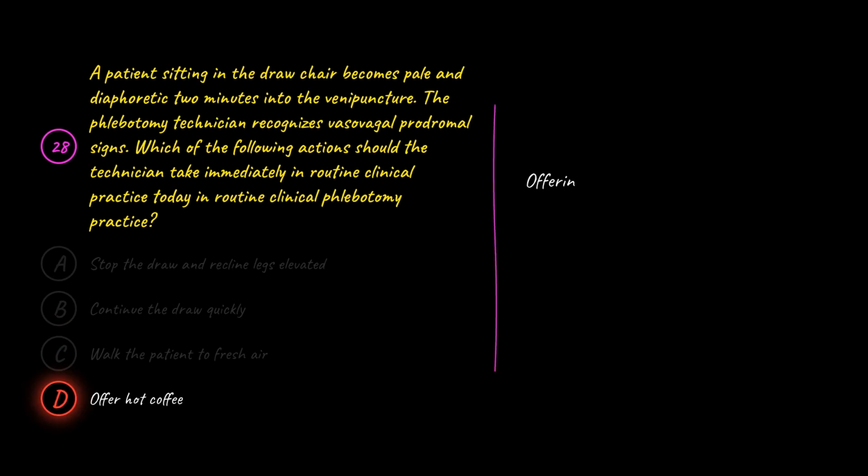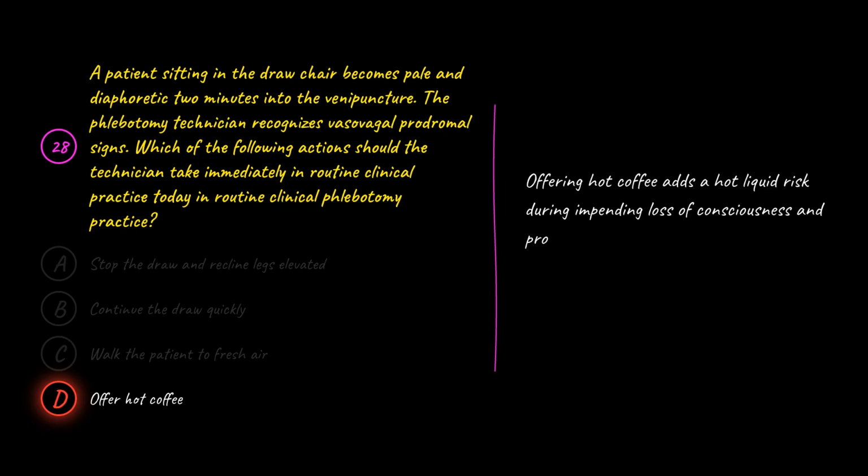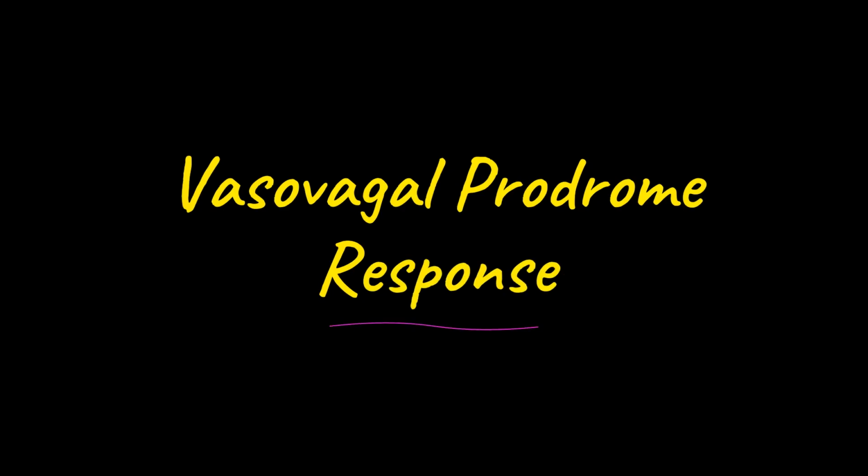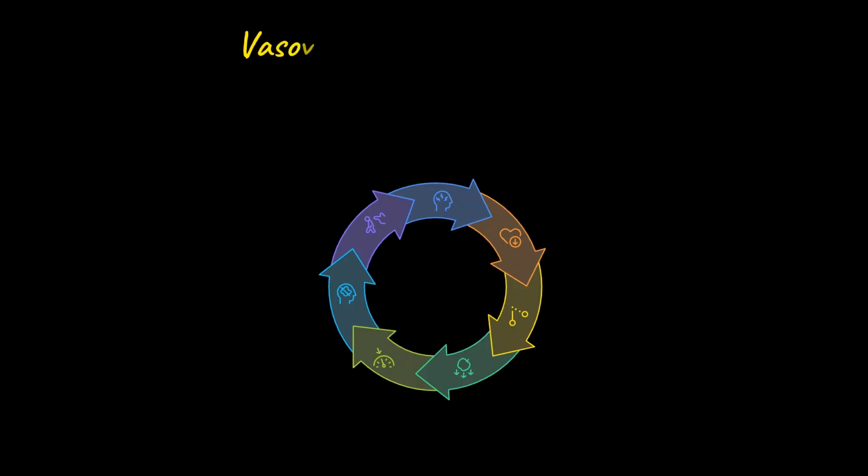D is wrong because offering hot coffee adds a hot liquid risk during impending loss of consciousness and provides no physiologic benefit. The proper management is positional and supportive, with oral intake reserved for full recovery rather than the prodromal phase itself. When a patient shows early warning signs of a vasovagal episode during a draw, a specific sequence of actions interrupts the reflex before consciousness is lost. Understanding why each step works helps you respond correctly every time.